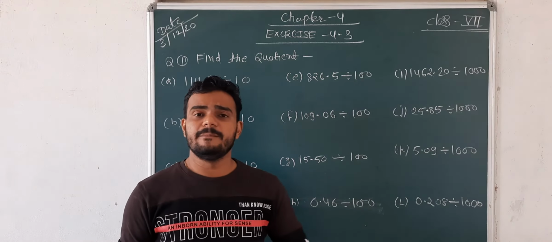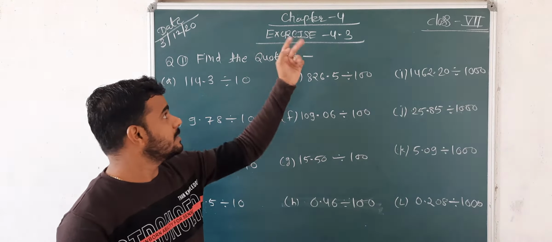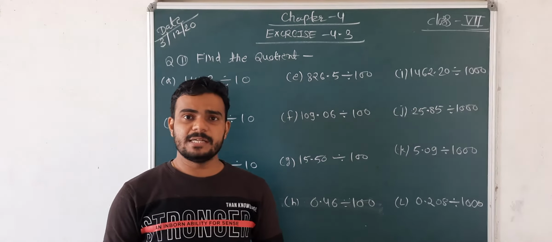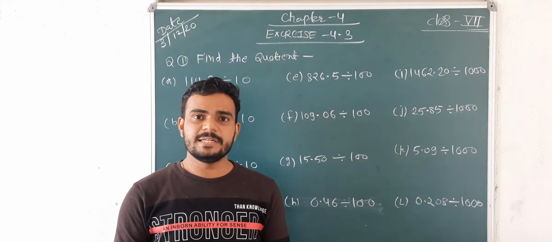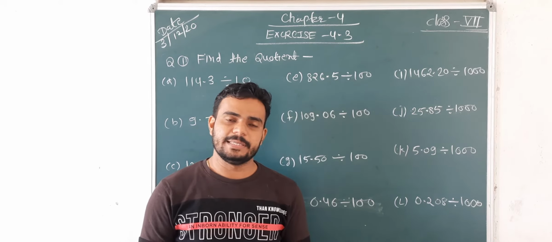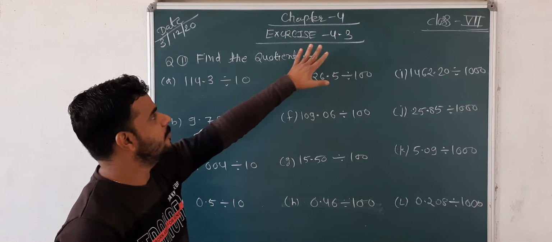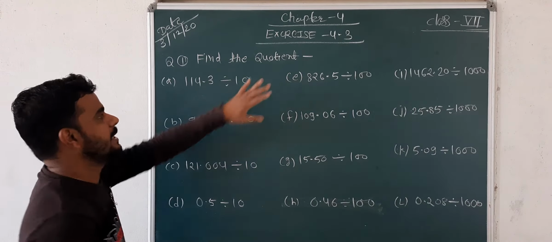As you know, before the half-yearly exam, we started our Chapter 4, Decimals, and two exercises, 4.1 and 4.2, were already completed. So now 4.3 begins. Now we are going to start our Exercise 4.3. The first question of Exercise 4.3, Chapter 4 Decimals: find the quotient.